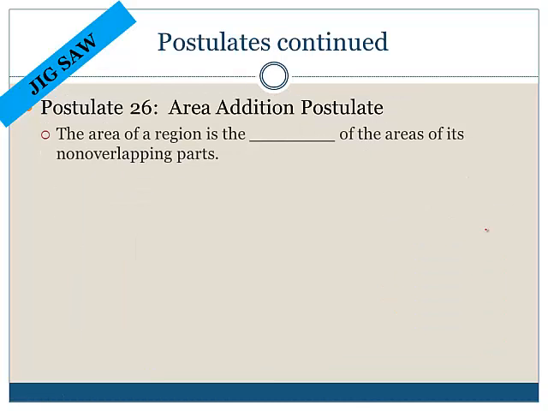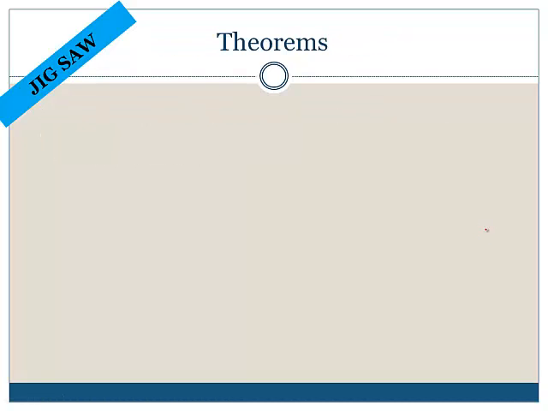Okay, so another postulate, again, because you're going to be using this, we're going to be figuring a lot of areas out in this particular unit. So postulate 26 is the area addition postulate. Remember, you had segment addition postulate, angle addition postulate. In this case, now we have area addition postulate. The area of a region is the sum of the areas of its non-overlapping parts. So where the area addition postulate comes in is that you might have to find multiple different areas for one figure to find out the total area that is covered.